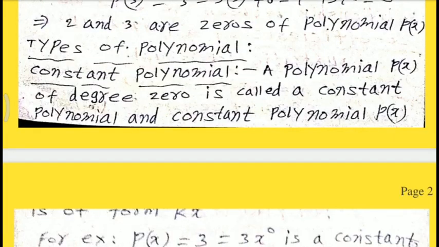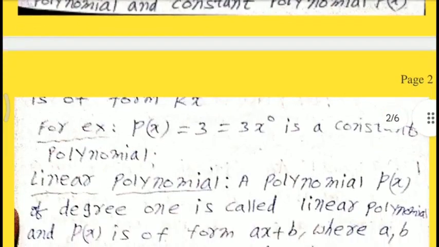కాన్స్టెంట్ పాలినామిల్, స్థిర బహుపది. A polynomial p of x of degree 0 is called a constant polynomial, and constant polynomial p of x is of form k into x power 0. For example, p of x is equal to 3 is equal to 3 into x power 0 is a constant polynomial.